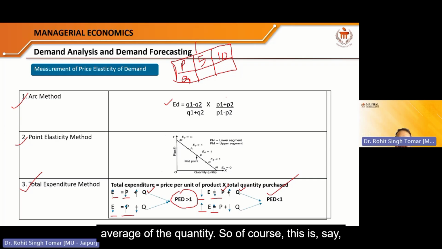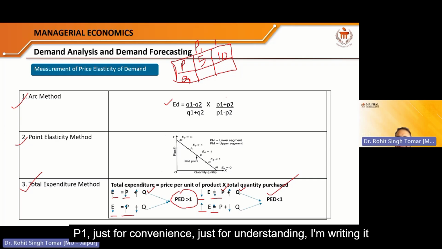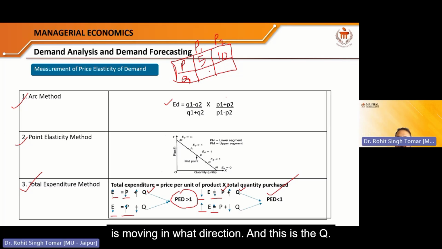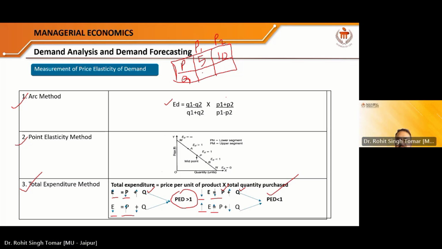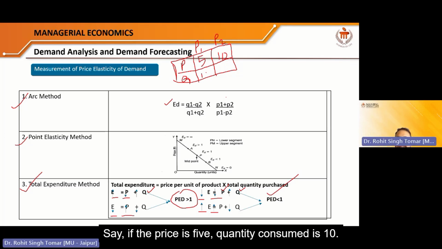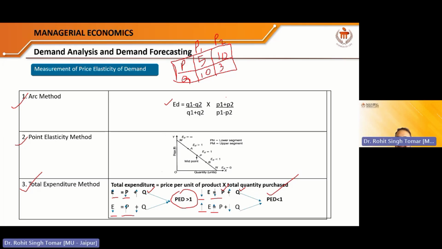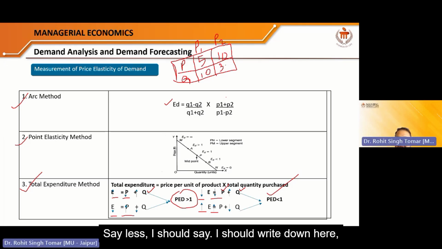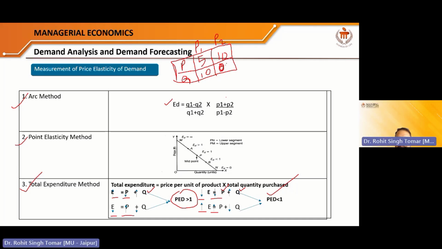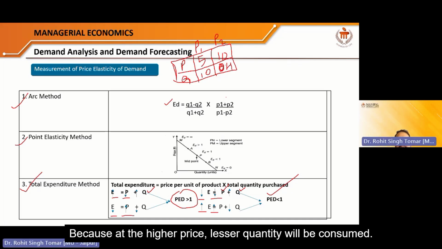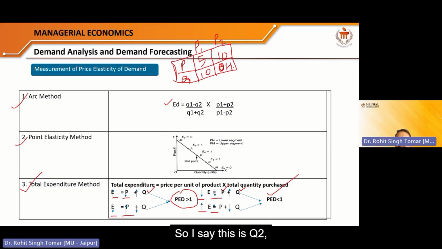So of course, this is say P1, just for convenience, just for understanding, I'm writing it down. P2, though I'm not getting whether the price is moving in what direction. And this is the Q. Say if the price is 5, the quantity consumed is 10. If the price is 10, the quantity consumed is say less, I should write down here. Say 4. Because at the higher price, lesser quantity will be consumed. So this is Q1 and this is Q2.